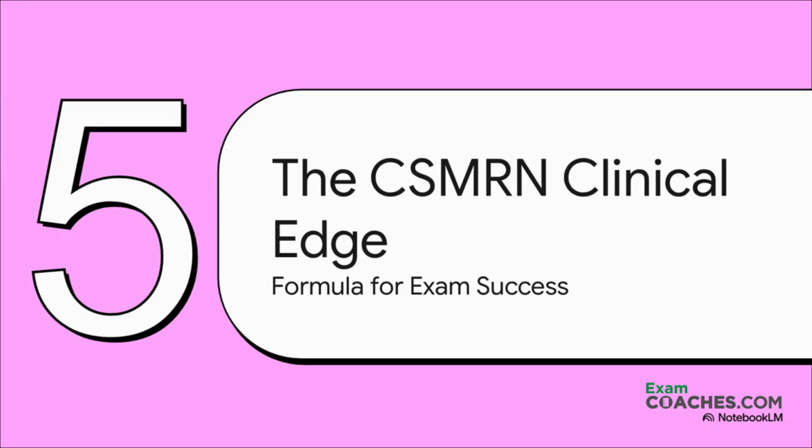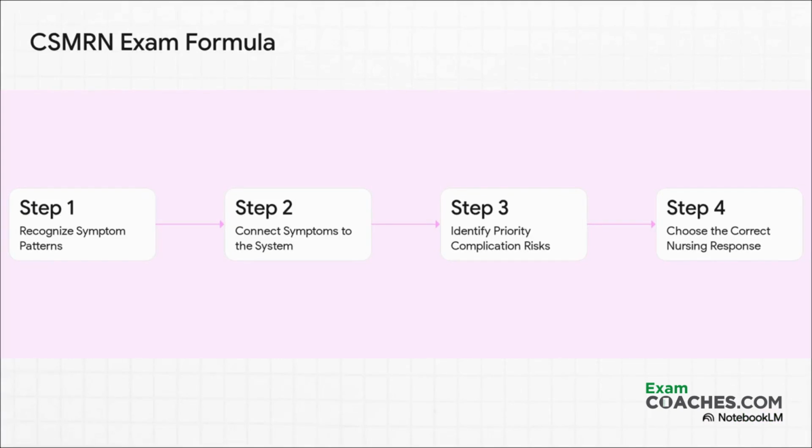So we've covered systemic crises, pattern recognition, and emergency red flags. Let's pull this all together now and show you the CSMRN clinical edge for exam success. And here it is, the secret sauce. This is the formula we've been using this whole time. Step 1, recognize those symptom patterns. Step 2, connect those symptoms back to the system that's in trouble. Step 3, identify the biggest, most immediate complication risk. And finally, step 4, choose the correct nursing response.